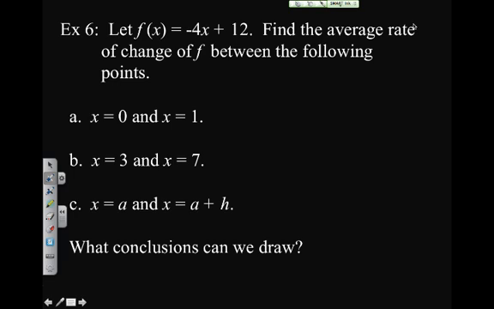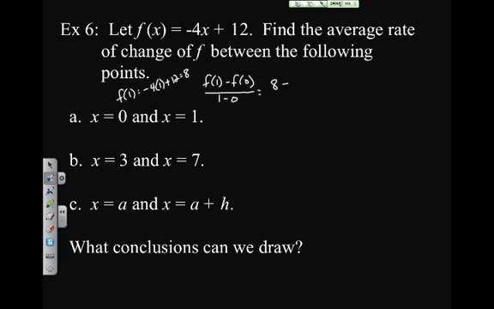Example 6. Let f of x be this function. Find the average rate of change of f between the following points. So, again, starting with this one, we need f of 1 minus f of 0 over 1 minus 0. So f of 1, I'm just going to plug that in. Negative 4 times 1 is negative 4 plus 12. That's going to give us 8. So f of 1 is negative 4 times 1 plus 12, and that is 8.